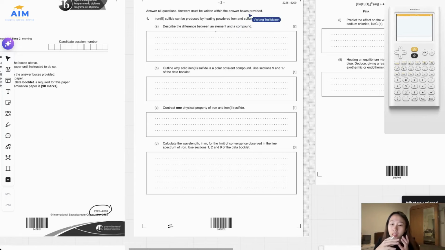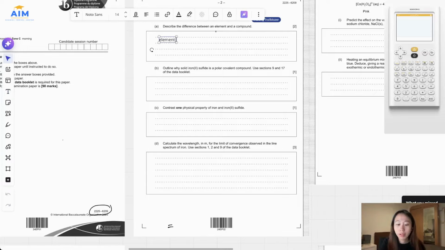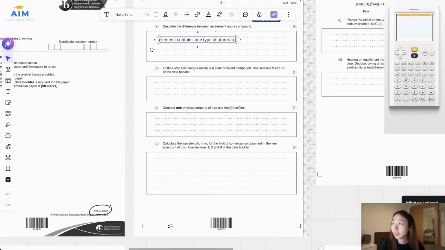So an element is when it only contains one type of atom. For example, if we have sodium, it has only one type of atom. How about fluorine gas? It's F2. There are two atoms in it, but they are the same type, so it's also considered an element. So an element is when it contains one type of atom, or atoms with the same atomic number.